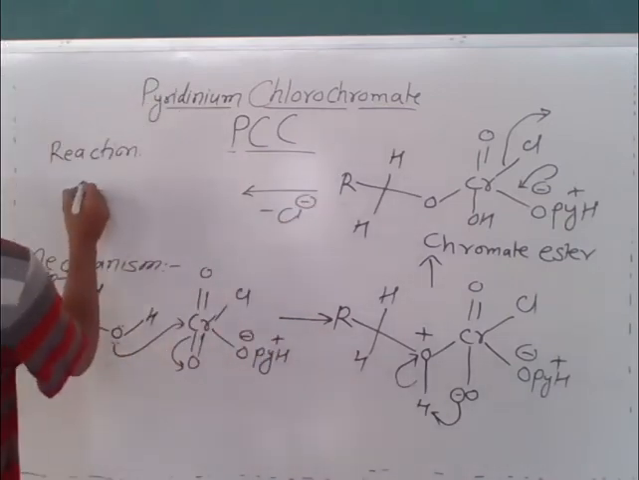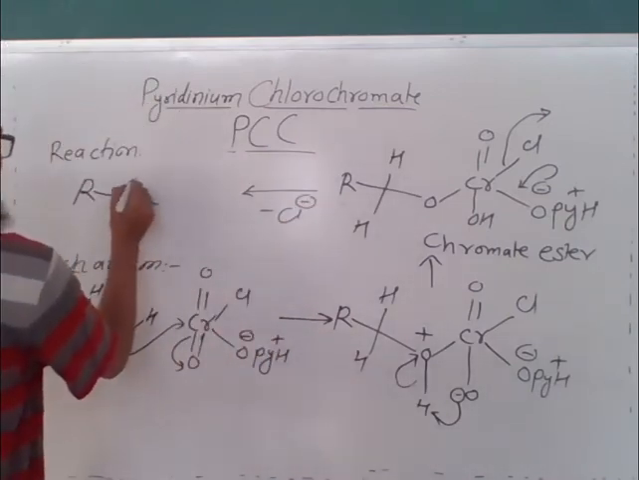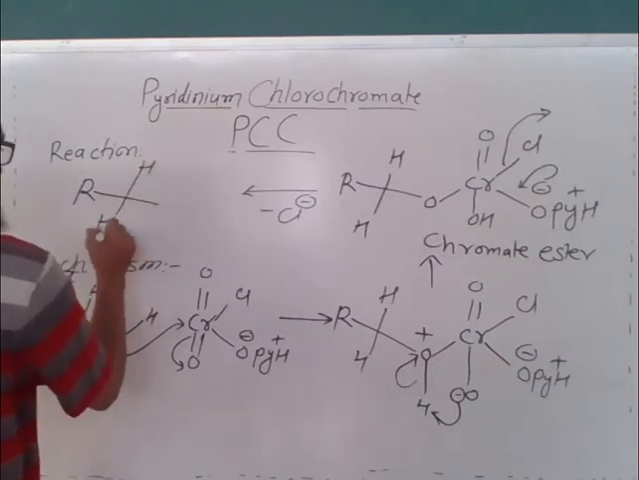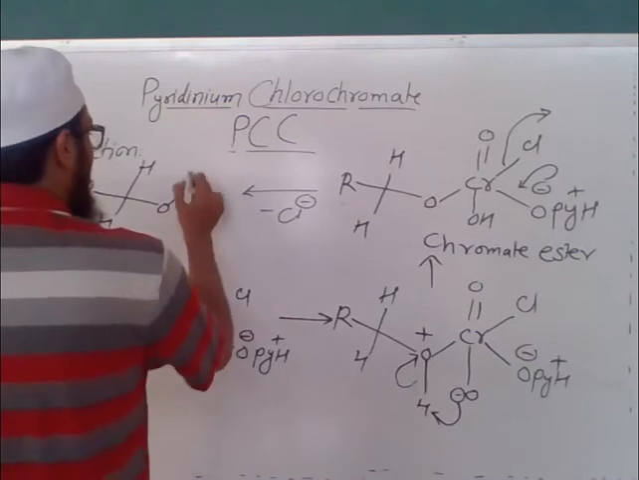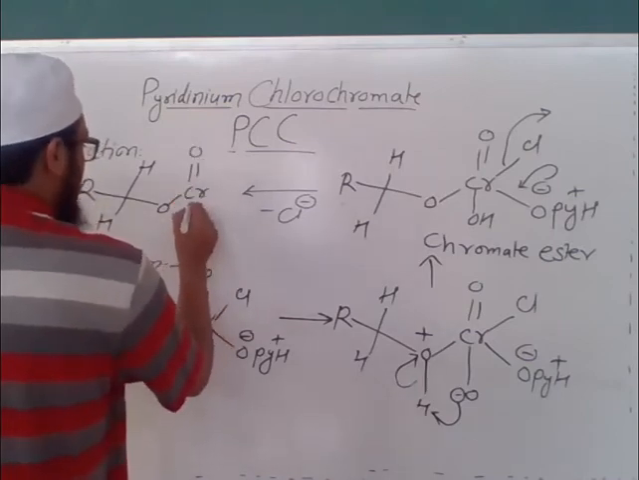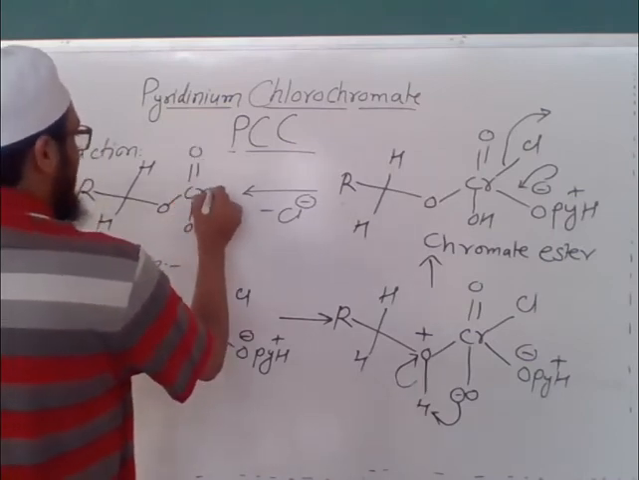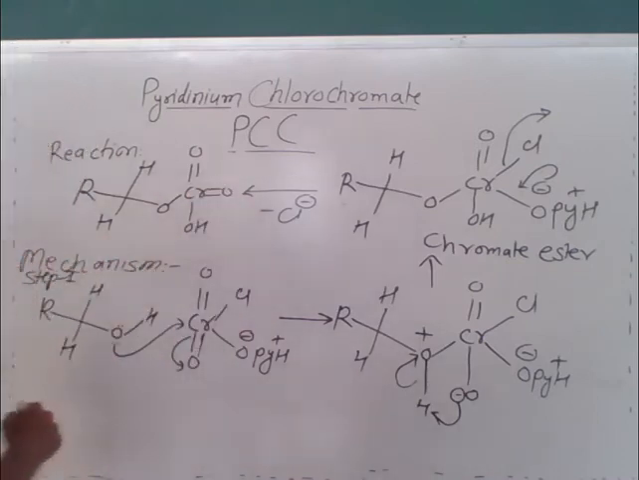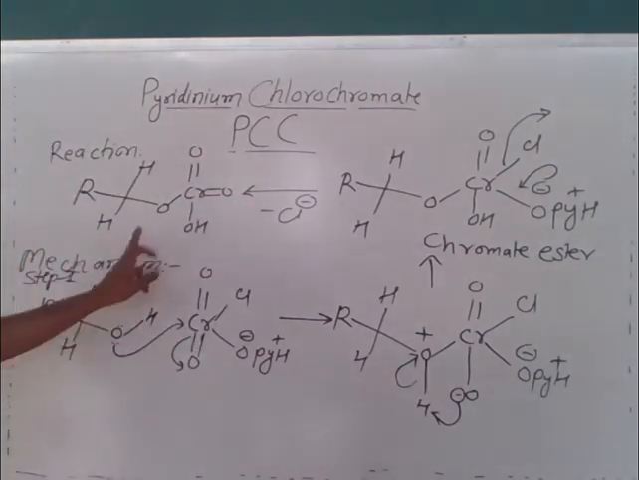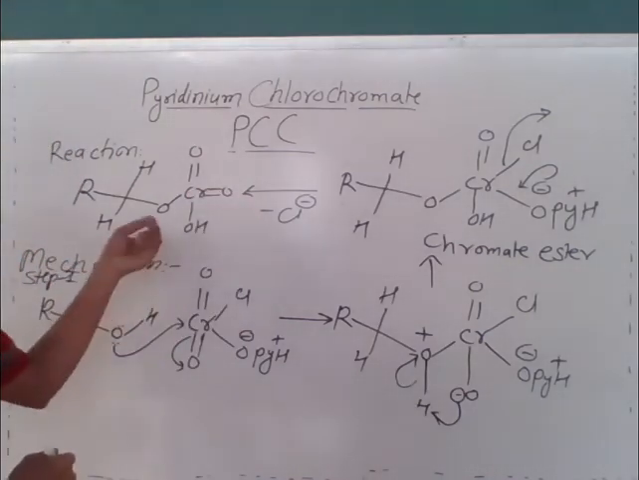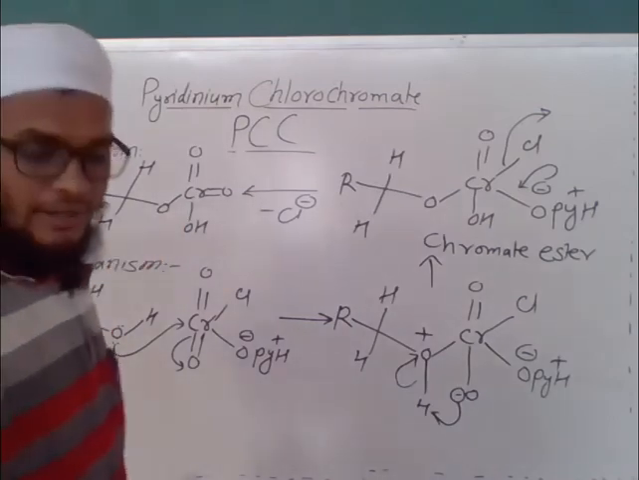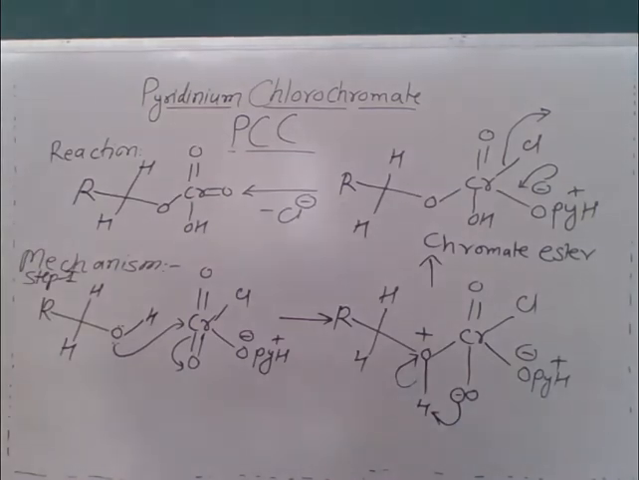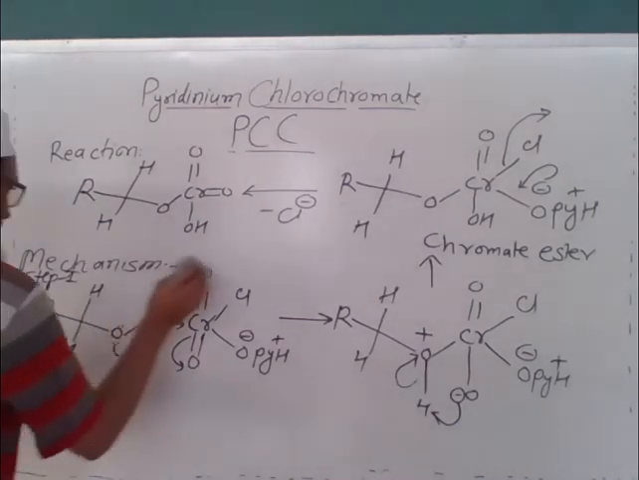Now what will I have? I will have R, single bond C, single bond H, single bond H, single bond O, single bond chromium, double bond O, single bond OH, double bond O. This step is also called chromate ester because it is forming an ester linkage. Okay. Now I will write the next step down on the board.